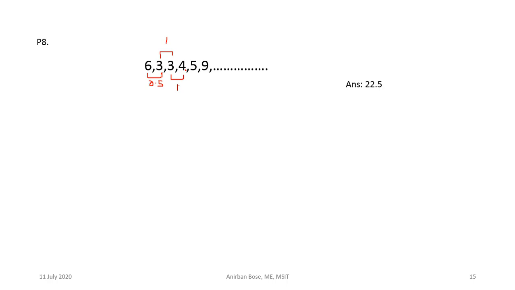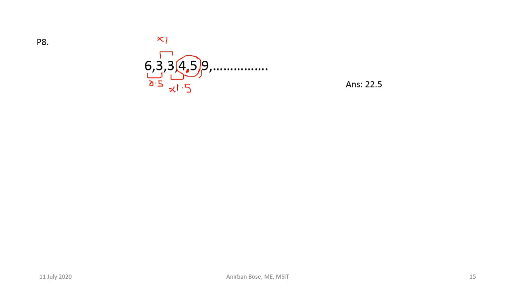this probably will be 4.5. I have made a mistake. Okay, so this is not 4 and 5 to other terms. It is basically 4.5. Okay, so this is 1.5 multiplication.